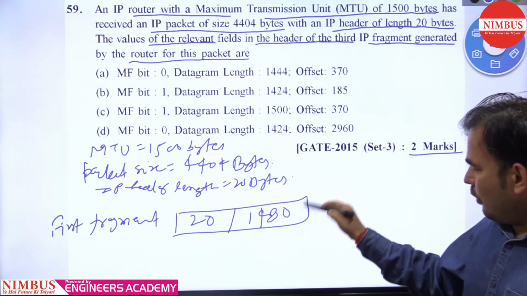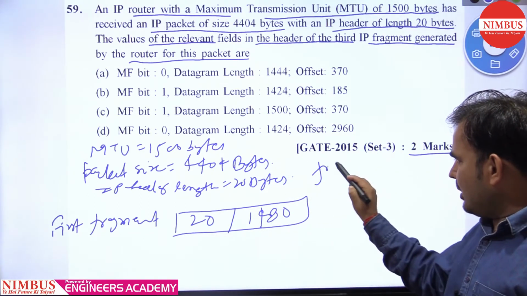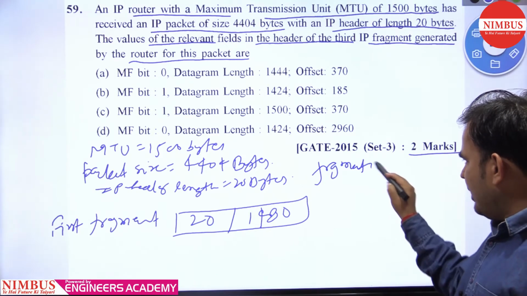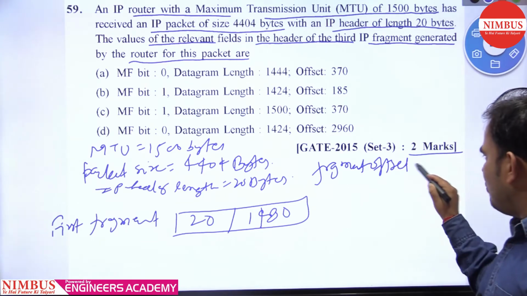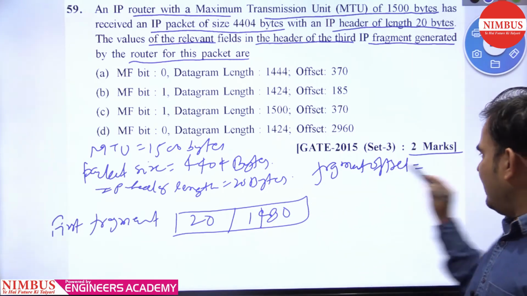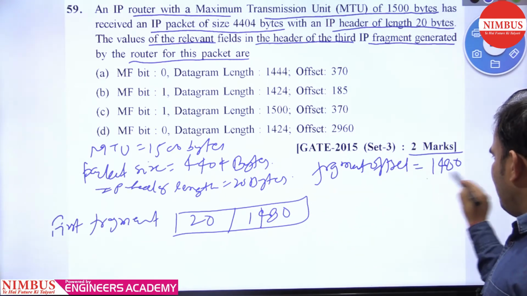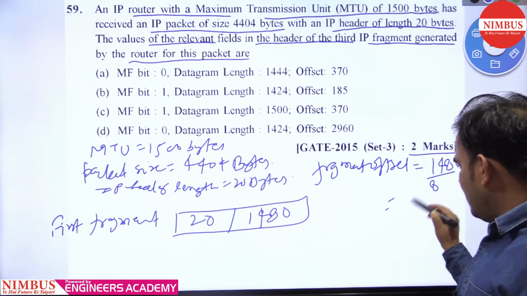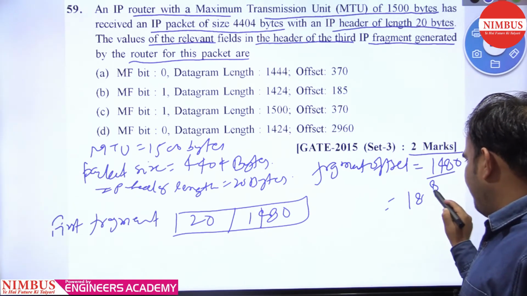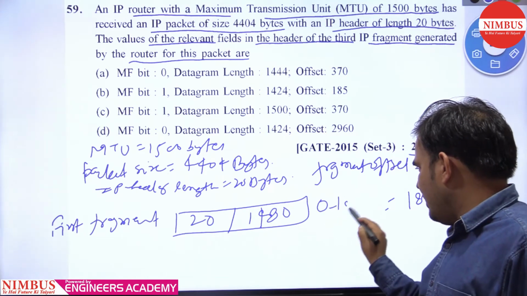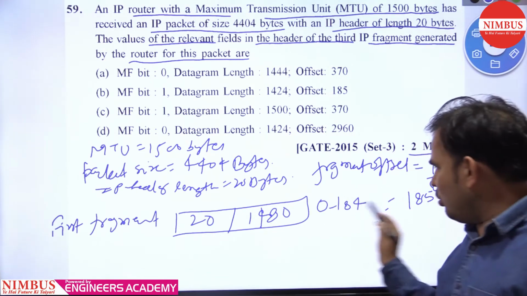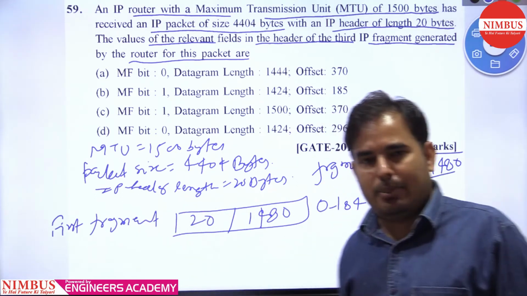So what is the fragment offset of this? To calculate the fragment offset, we have a formula: fragmented data size 1480 divided by 8. How much do we get? 185. It means the first fragment has offsets 0 to 184. Fragment offset 0 to 184 for the first fragment.